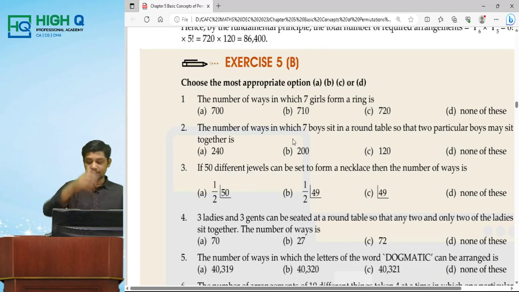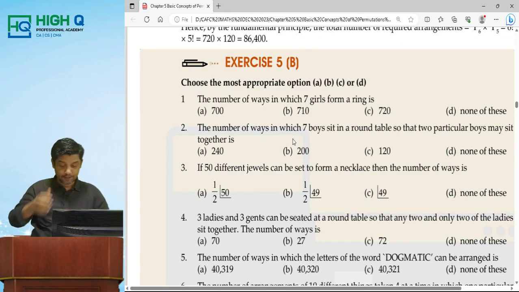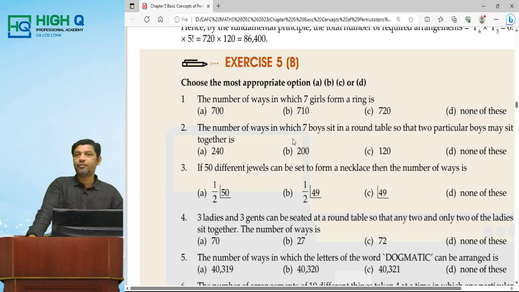Shall we start? The number of ways in which 7 girls form a ring. Ring means a circular arrangement. In how many ways can they be formed, my dear? N minus 1 factorial. So for 7 girls, it is 6 factorial.